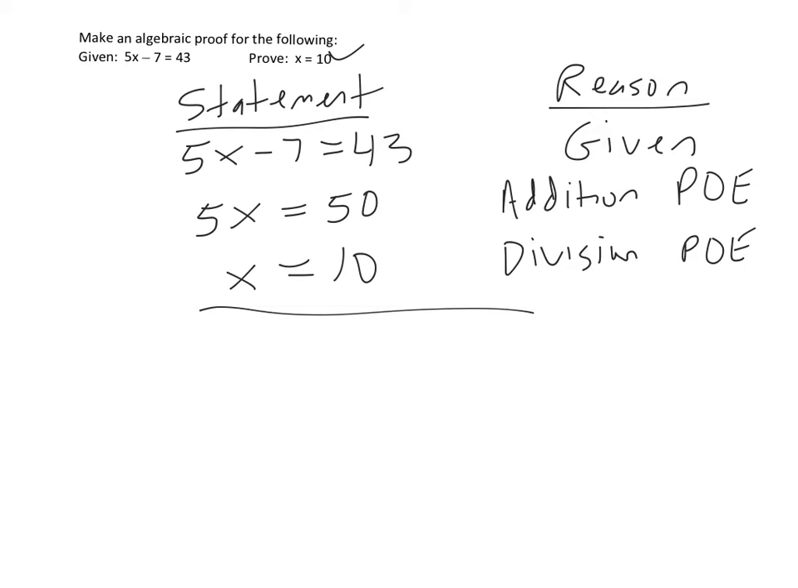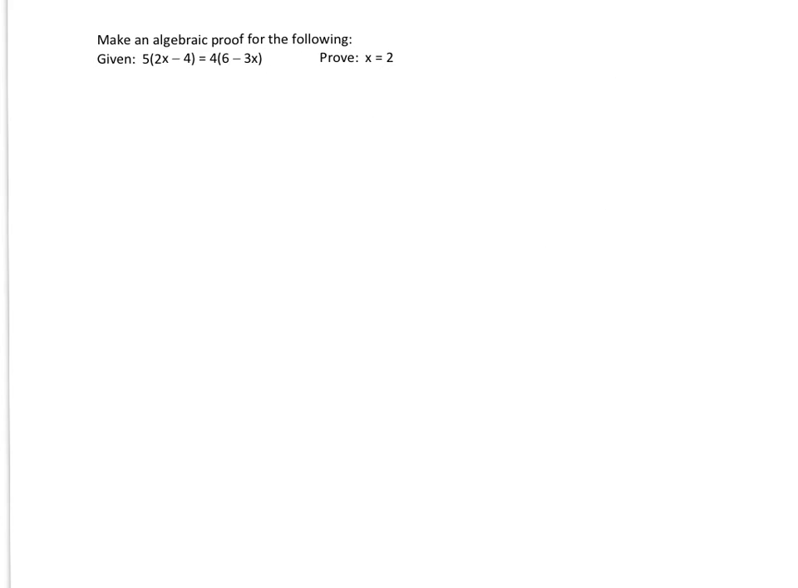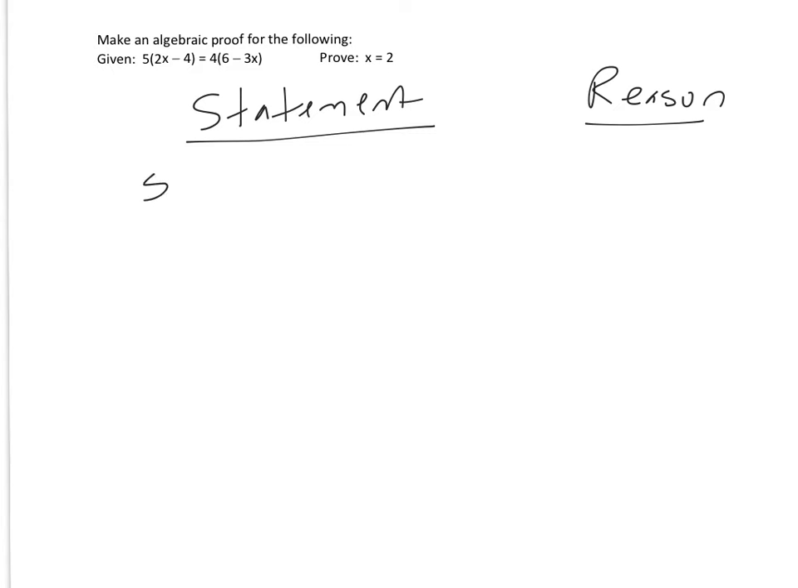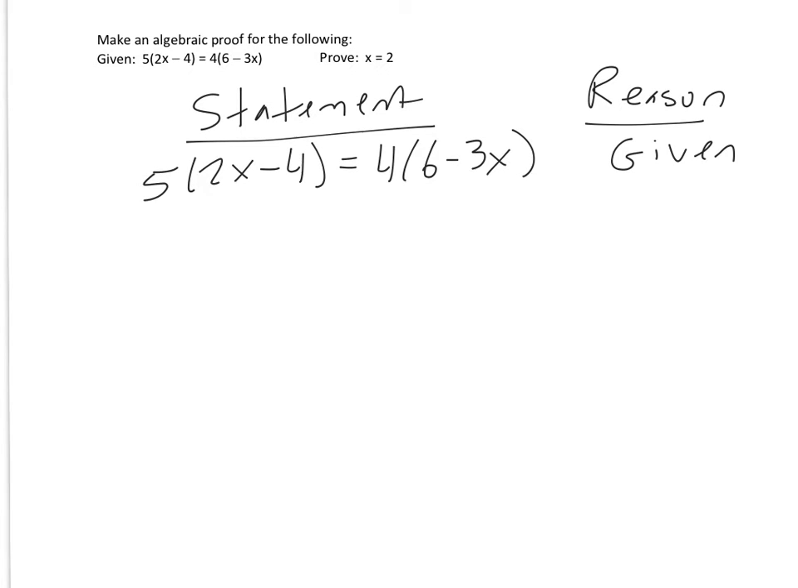Let's look at a little more complex one. Alright, so again, I'm going to have my statement column, and I'm going to have my reason column. And just like before, my first statement is going to be what was given to me. So 5 times 2x minus 4 equals 4 times 6 minus 3x. And the reason is this was given, so I know that's the way it is.